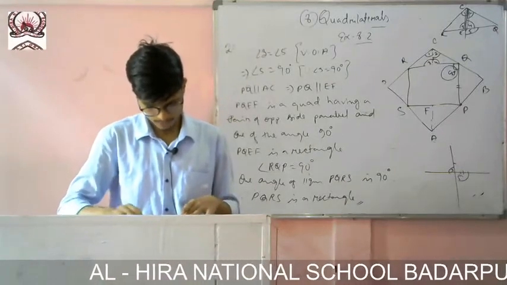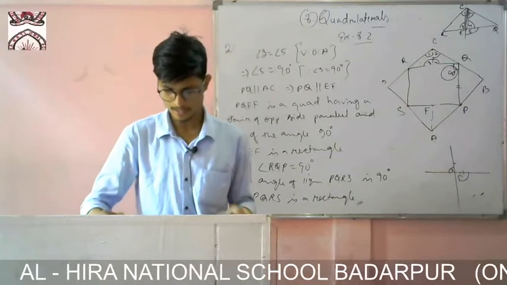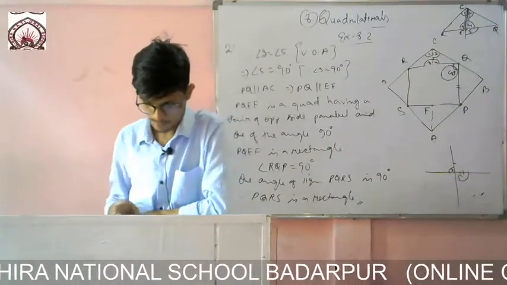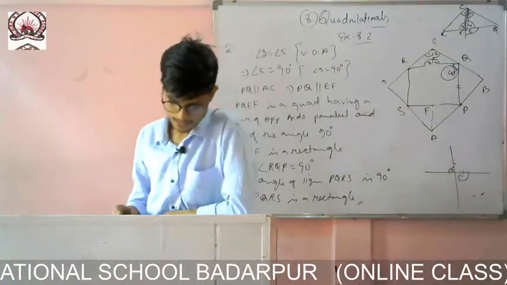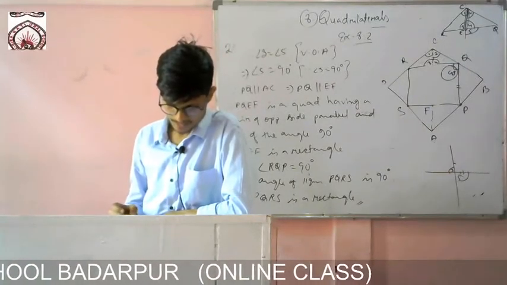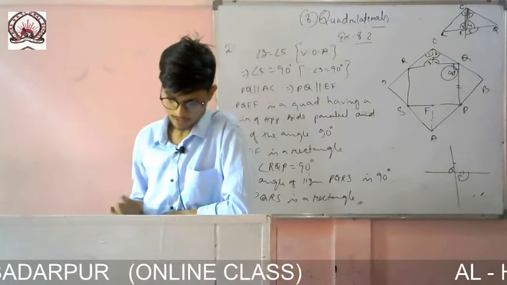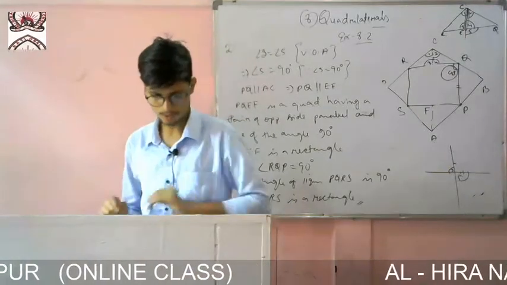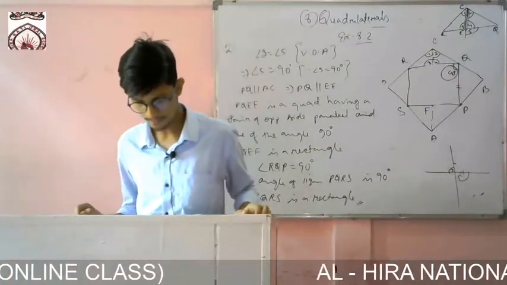Now question number 3. It is given that ABCD is a rectangle and P, Q, R, S are the midpoints of the sides AB, BC, CD and DA respectively. Show that the quadrilateral PQRS is a rhombus. So there is nothing confusing. You just do it the way we have done the first one. First of all, you have to show that PQRS is a rhombus.